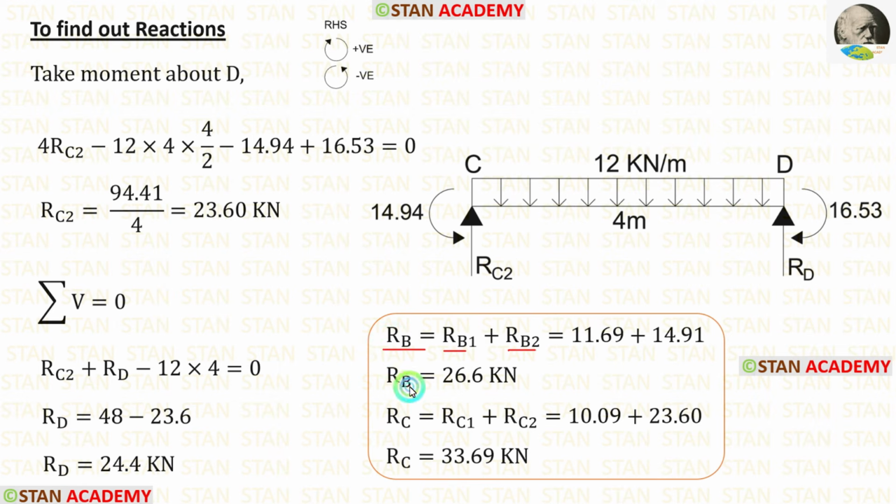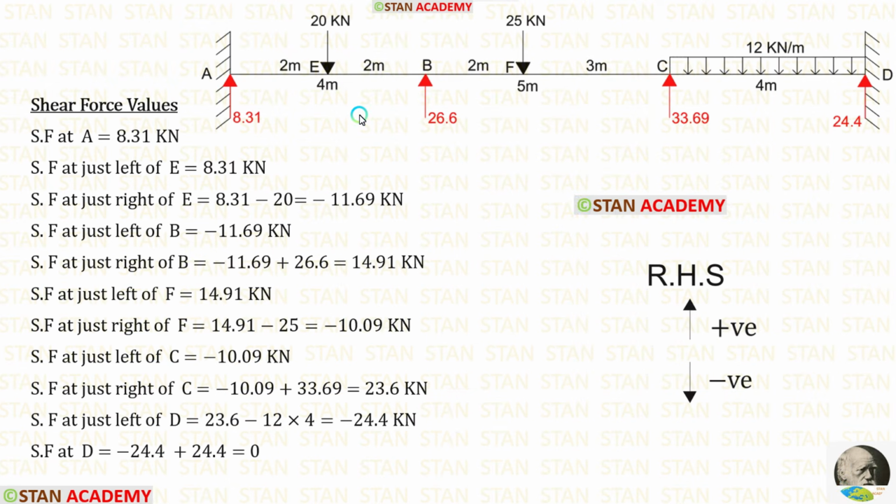After adding, we are getting RB, which is equal to 26.6 kN. Also, let us add RC1 and RC2. After adding, we are getting RC, which is equal to 33.69 kN. Now, we are going to draw the shear force diagram.